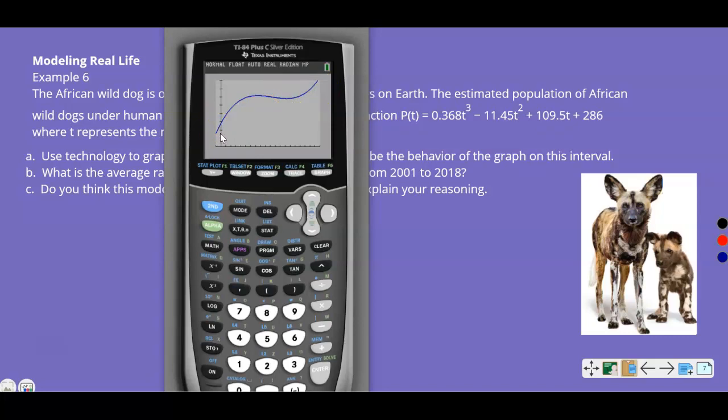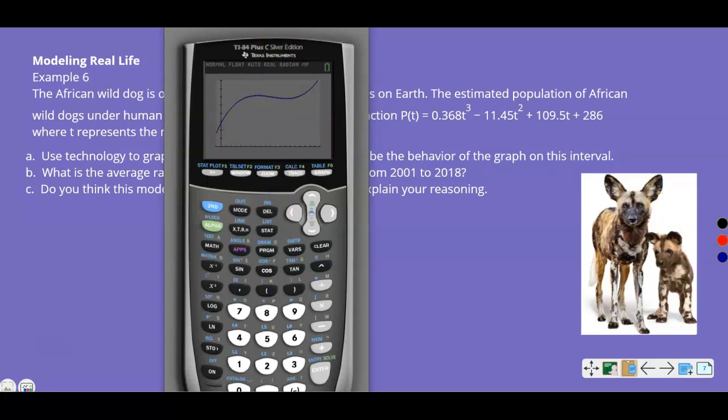All right, so the end behavior, we can say P of t approaches negative infinity when t approaches negative infinity as well. So we're using t instead of x, but let's say x. As x approaches negative infinity, f of x also approaches negative infinity.